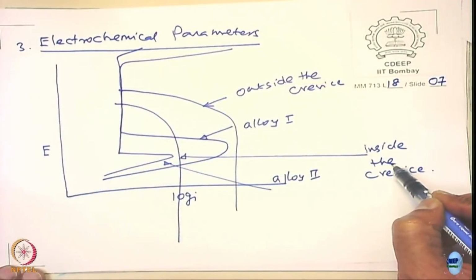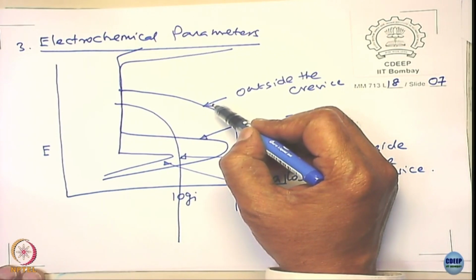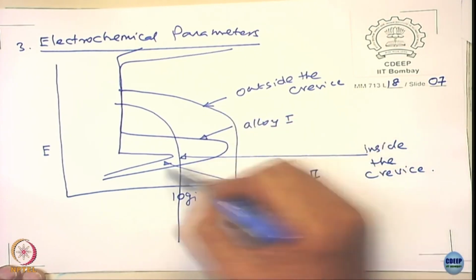If you form a crevice with alloy 1 and you form a crevice with alloy 2, both are formed as crevices, right. So what happens? In alloy 2, what happens? See, this is the cathodic curve within the crevice, the cathodic curve outside the crevice here, right. So alloy 1, alloy 2.